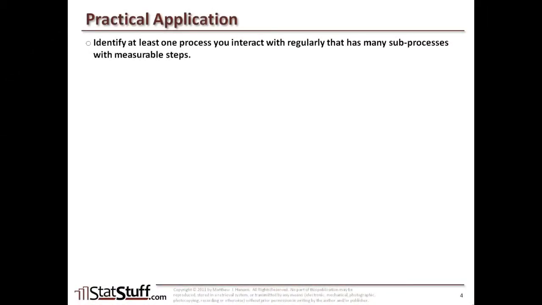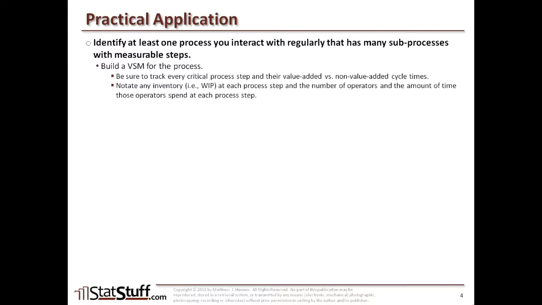All right, before we close this lesson, let's discuss how we can apply some of these concepts in a practical way. Well, I'd like you to identify at least one process that you interact with regularly, a process that has many sub-processes with measurable steps in it. And then what I'd like you to do is build a value stream map for that process. And as you do that, be sure to track every critical process step and their value added as well as their non-value added cycle times.